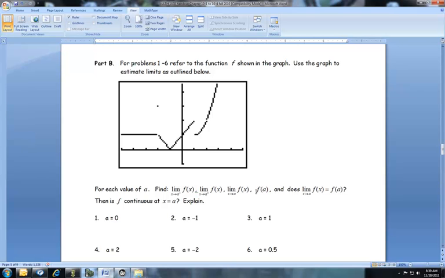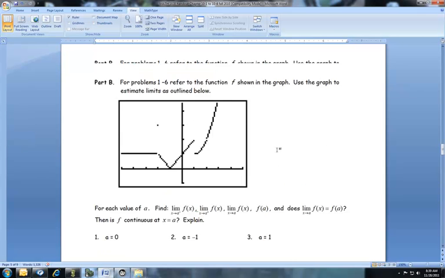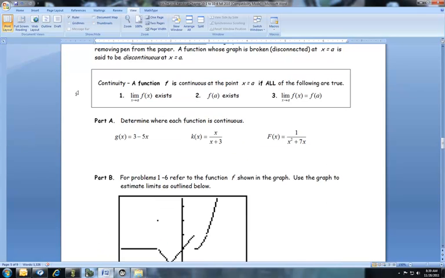Then we're going to find the functional value at a, and then we're going to see if the limit equals that functional value. So in a way, we're doing this definition. We're finding the limit, we're finding the functional value, see if they exist, and then we're going to see if they're equal to one another.